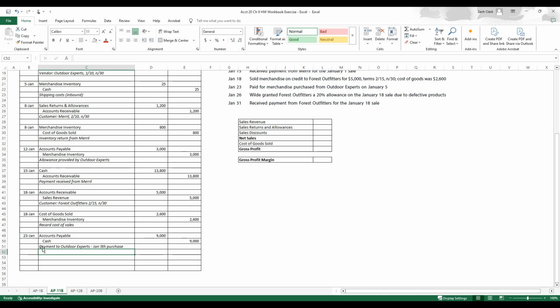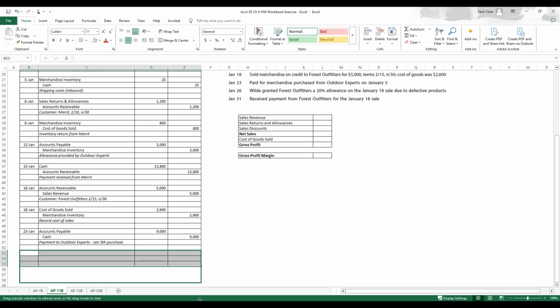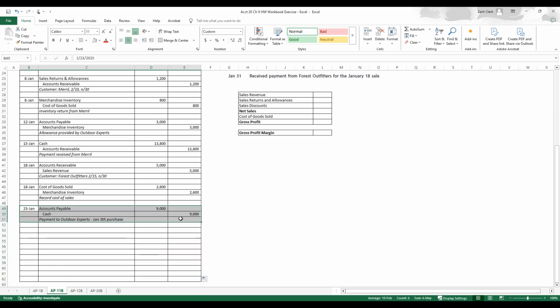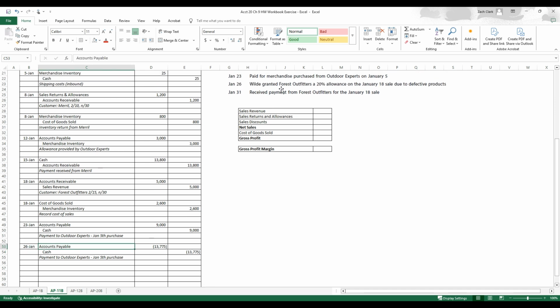Now, on the 26th, I got to make a little more space here as well. On the 26th, what happened? We granted Forest Outfitters a 20% allowance. So now we're granting the allowance because there was a defect in the product that we sold to them, unfortunately. And this was from the 18th. So here, the Forest Outfitters. I'm just going to highlight this while we're doing this new entry.